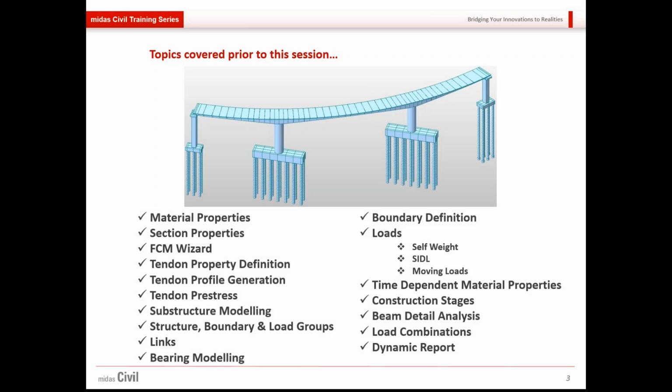So in the earlier sessions, these are the topics that were covered: the material properties, the section properties. The model was created using the FCM wizard. The tendon properties were defined, the tendon pre-stress. The substructure was later manually modeled. The groups were defined, the support conditions were defined, the different loads, that is self-weight, SIDL, moving loads were applied. The time-dependent material properties were defined, which was used for the construction stage. After the analysis, the detailed analysis report was shown, and the results with different load combinations were also shown.